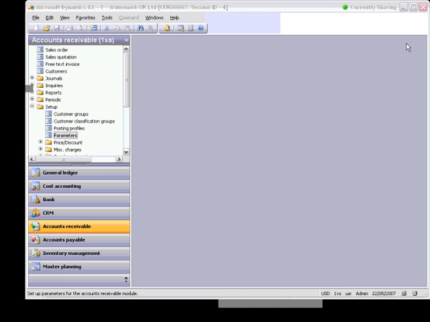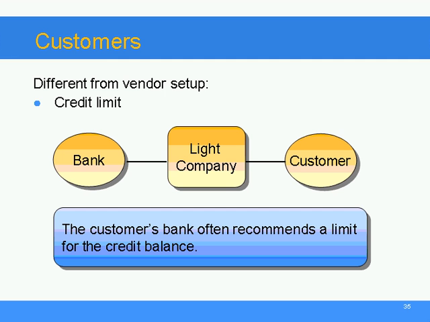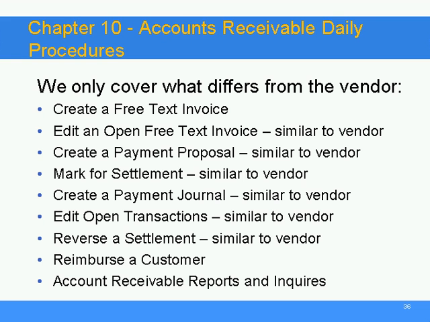I go back to my presentation file. Next chapter is chapter 10, Accounts Receivable Daily Procedures. We only cover what differs from the vendor. So how to create a free text invoice and reimburse a customer.